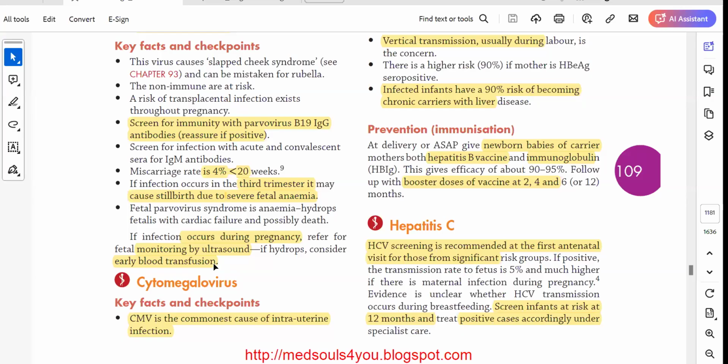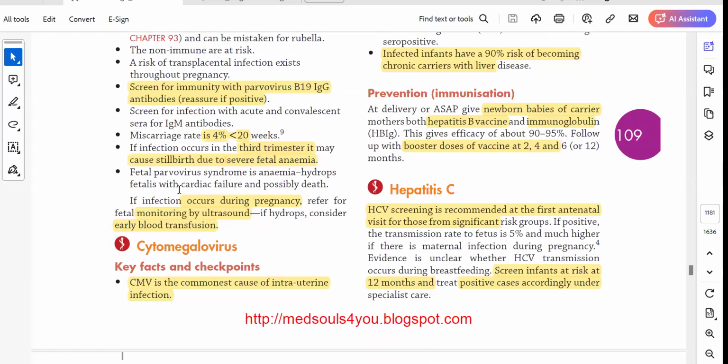Okay, so basically if there is a contact, you do an IgG and IgM. If IgM is positive, it means it's infected. Then you need to send the patient for an ultrasound and regular fetal monitoring. If there is hydrops fetalis, the child will need early blood transfusion.